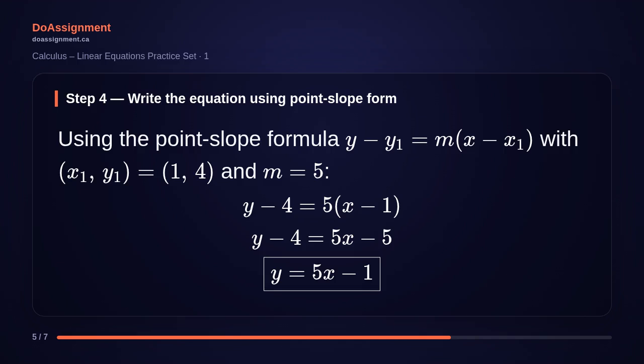We plug the slope and the point into the point-slope form of a line. y minus 4 equals 5 times the quantity x minus 1. Distributing and simplifying, we get y equals 5x minus 1. That is the equation of the tangent line.